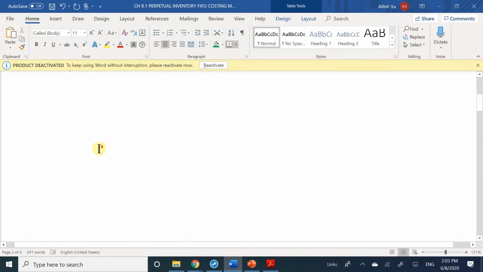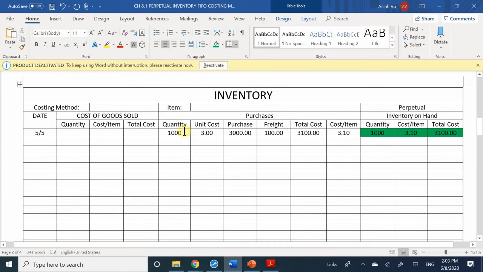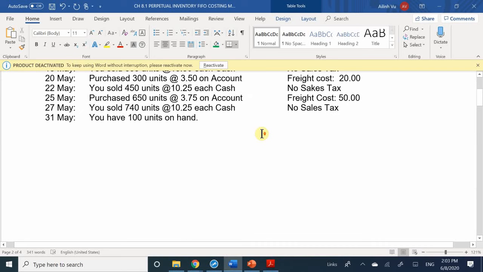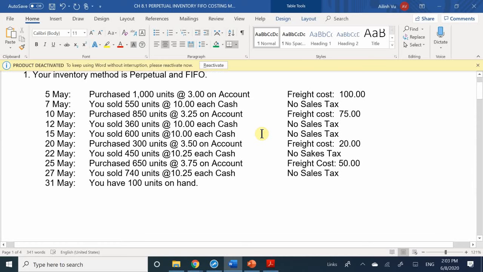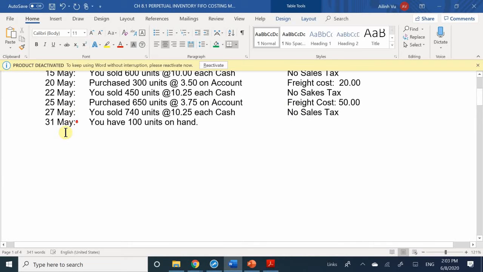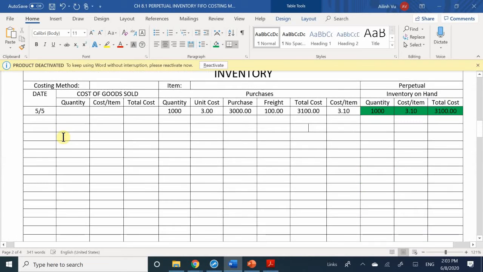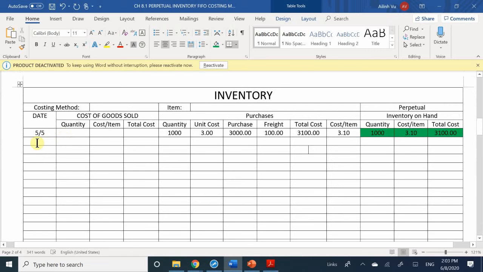All right. Okay, so here we finished our first batch right here. We got our first batch in, so we're done with the 5th of May. What happened next? On the 7th of May, you sold 550 units at $10 each for cash, no sales tax. All right, so if I sold 550 items, what do I need to put in here? Cost of goods. 5,500.